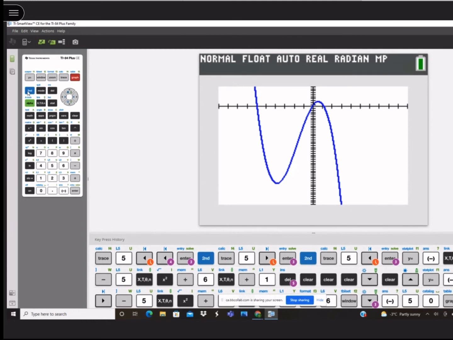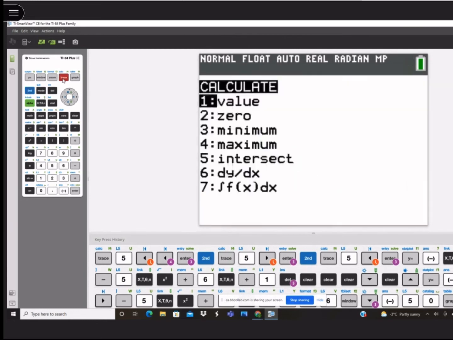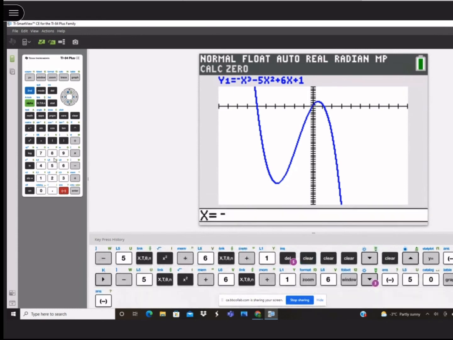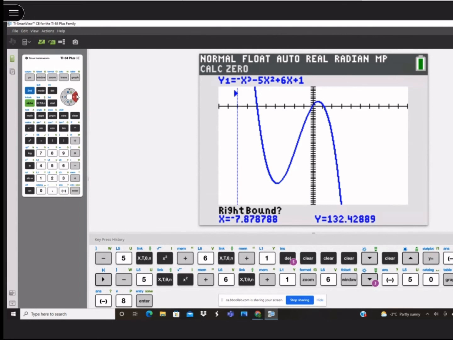So if we start with our x-intercepts, again, second calculate or trace, option 2 for a zero, and I'm going to go to the left and right boundaries by typing in -8, let's say, as my left boundary, and then I'm just going to arrow over to the right, or you can type in something like -5 for your right boundary. And when we hit guess, we get roughly -5.98, which would really round to -6. So I would consider that -6. So from here, we want to find the other intercepts.